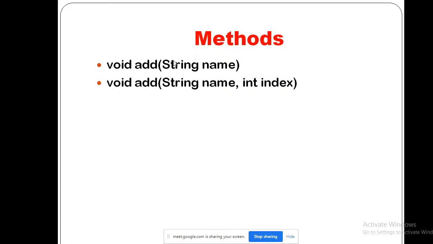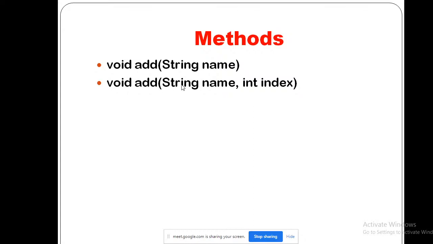This string should be considered as an item in our list. Whenever we are using this first type of method, the list item is added at the end of our list. That is, it is automatically appended at the end of our list.